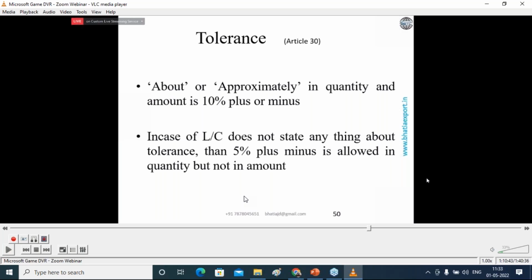In case the LC does not state anything about the tolerance, then 5% plus or minus is allowed in quantity but not in amount. Suppose about and approximate mean 10%. If nothing is mentioned, then you can take it as 5%, but only in quantity, never in value. Value is always the maximum value, within that you have to operate. So in value there is no plus or minus, only in the quantity. Of course, you can take plus or minus 5% as a default condition.